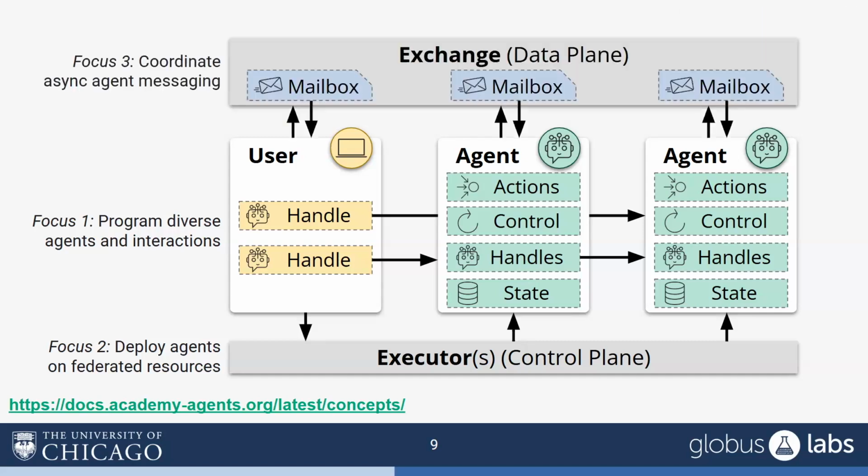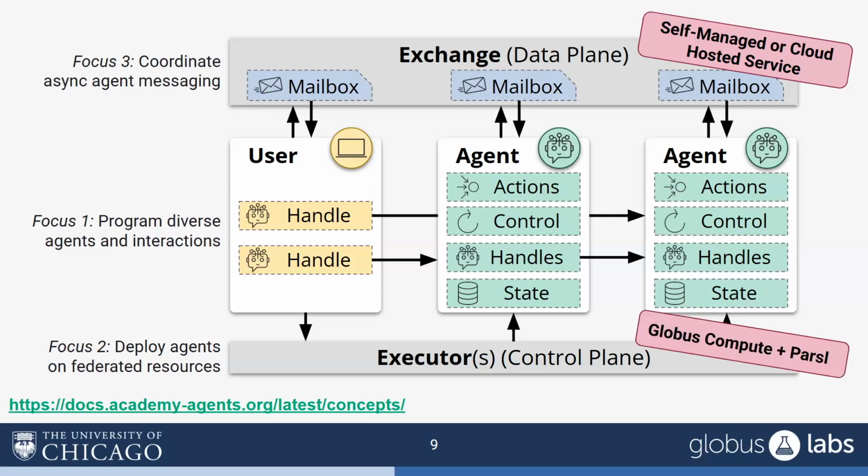And then the third focus is coordinating the messaging between agents. So we build an asynchronous data plane that's decoupled from the control plane for agents to communicate. This is built on the concept of mailboxes, a very well-known concept from distributed systems and operating systems that gives us this temporal and spatial decoupling. Right now, you can deploy your own exchange to manage agents securely across your resources, but we also have an authenticated cloud service that you can freely use to manage communication between your agents.